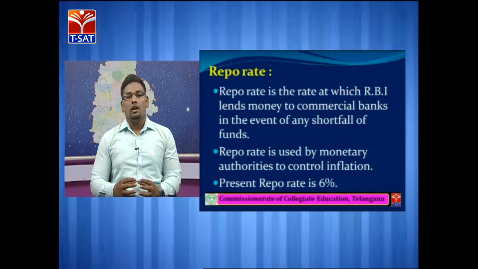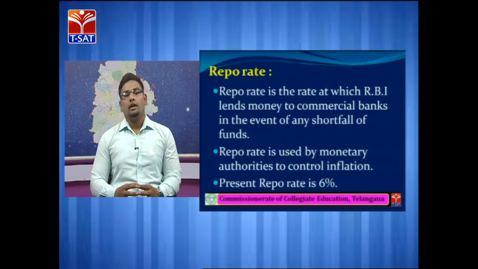So finally, the rate of interest at which RBI lends money to commercial banks in an agreement that they repurchase all their securities is called repo rate. The present repo rate is 6%.